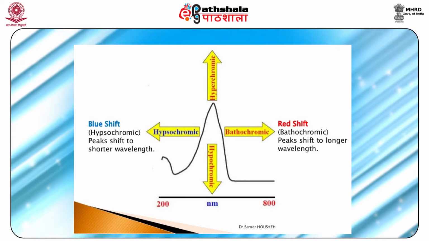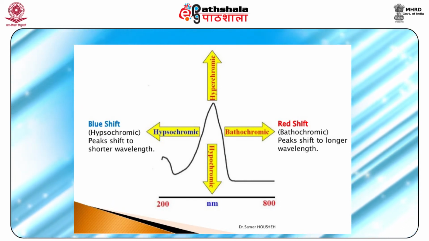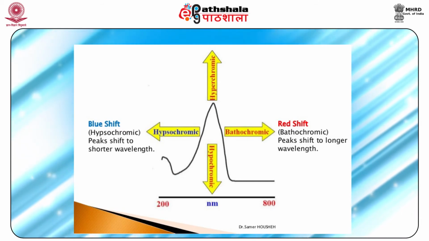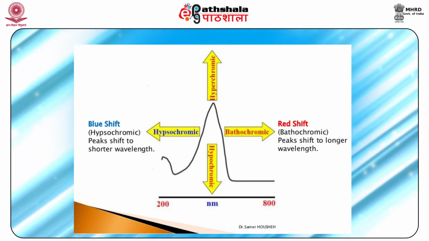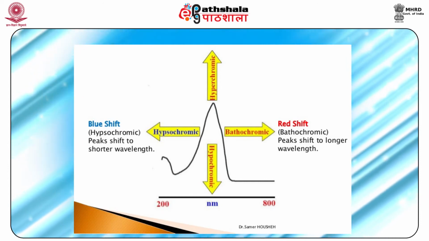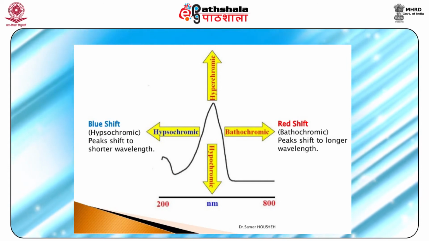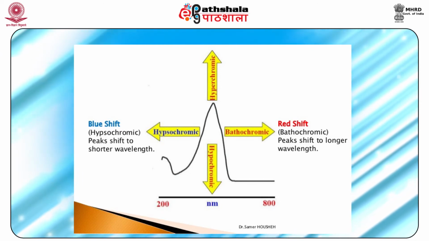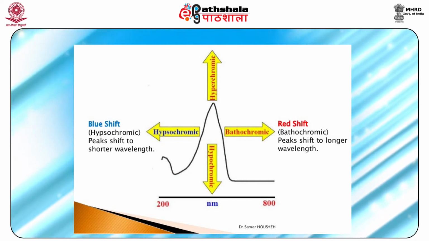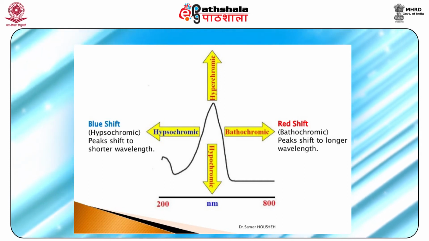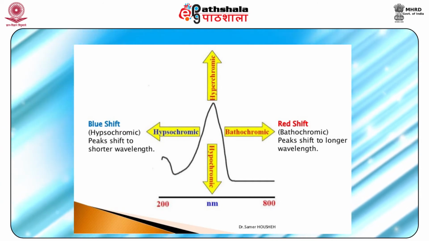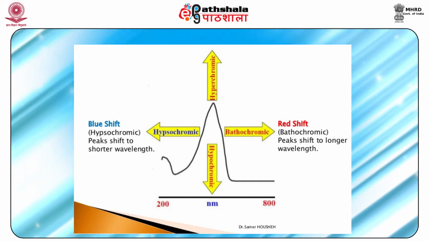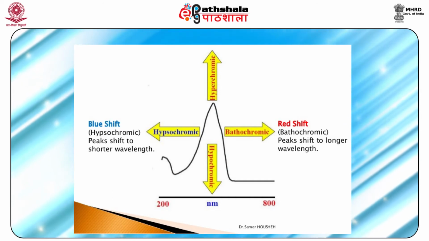Now, auxochrome can result in hyperchromic effect. An increase in absorption intensity due to presence of substituents with chromophore is called hyperchromic effect. Auxochrome may also result in hypochromic effect. A decrease in absorption intensity due to presence of substituent with chromophore is called hypochromic effect. We can explain this well by taking this figure into account.